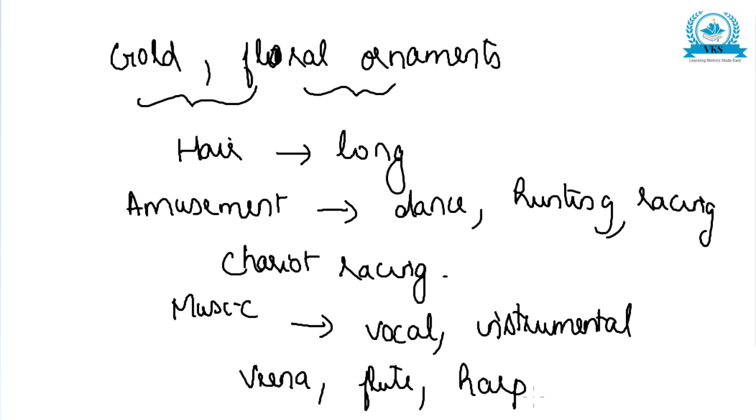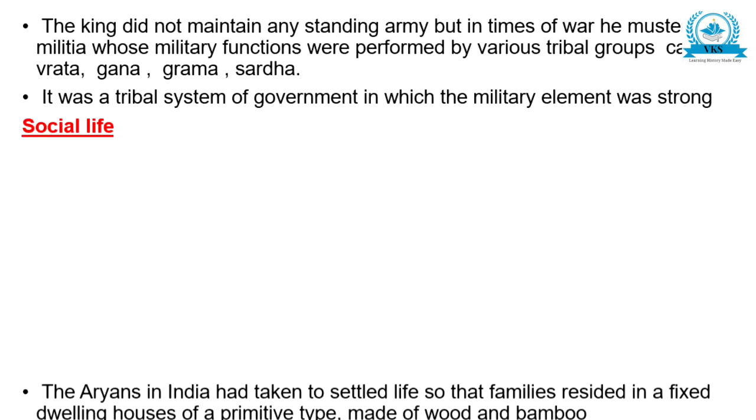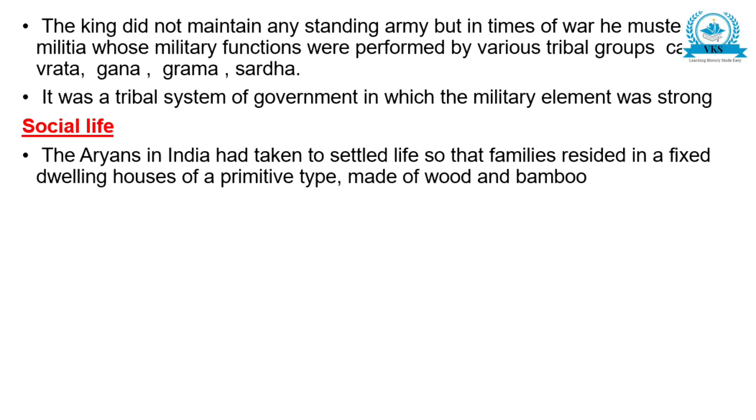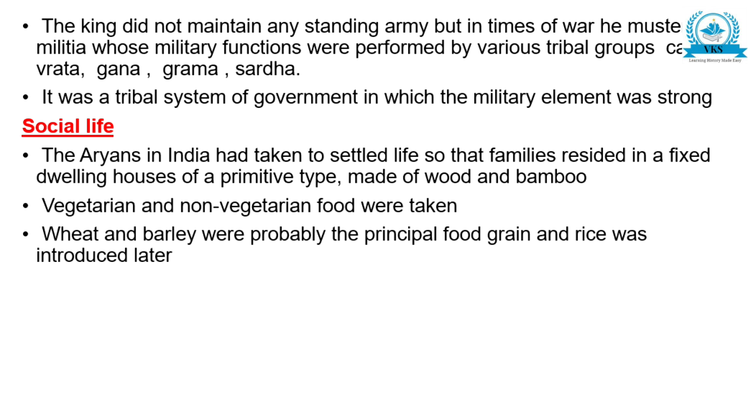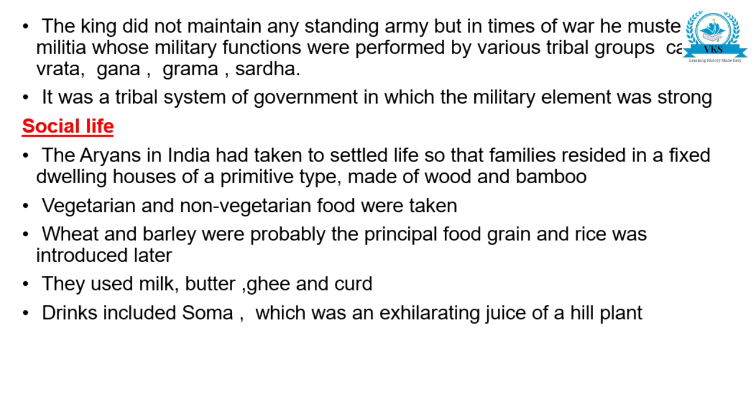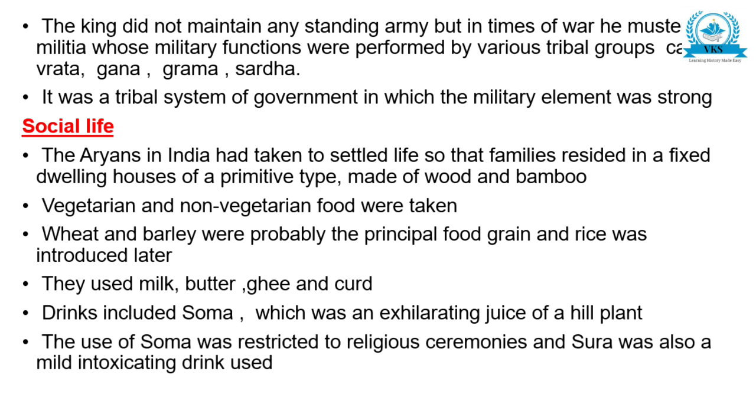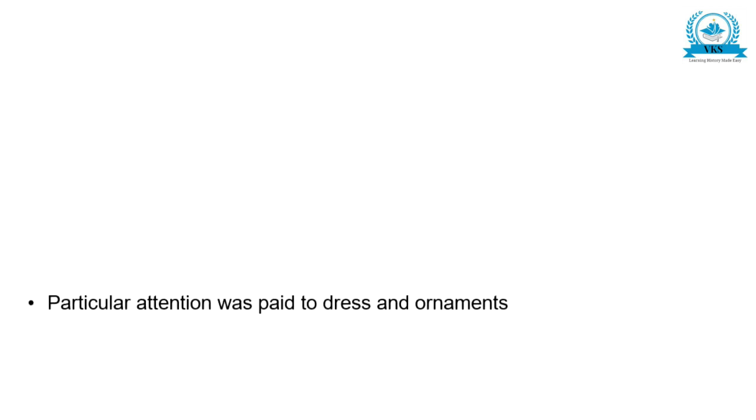So these were about their social life. Let us go through the points. Social life: the Aryans in India had taken to settled life, so the families resided in fixed dwelling houses of a primitive type made of wood and bamboo. Vegetarian and non-vegetarian food were taken. Wheat and barley were probably the principal food grains, and rice was introduced later. They used milk, butter, ghee and curd. Drinks included Soma, an accelerating juice of a hill plant. The use of Soma was restricted to religious ceremonies, and Sura was also a mild intoxicating drink used.